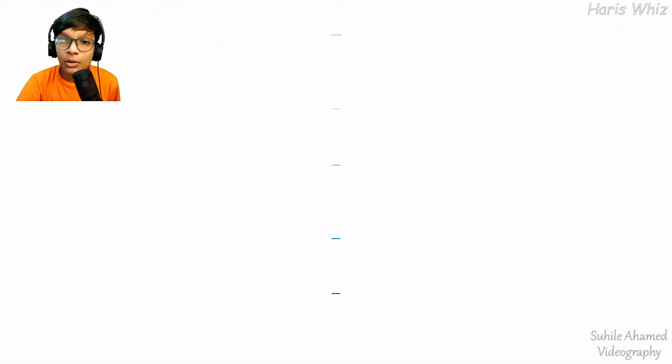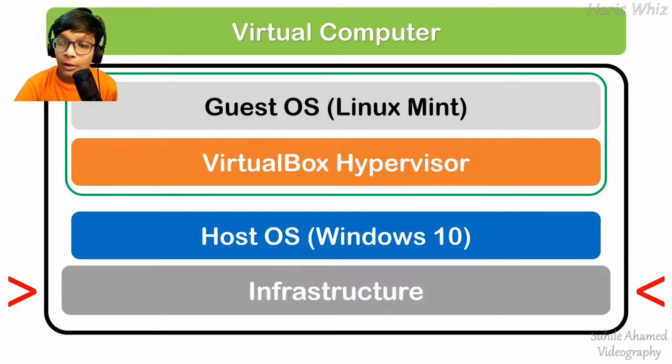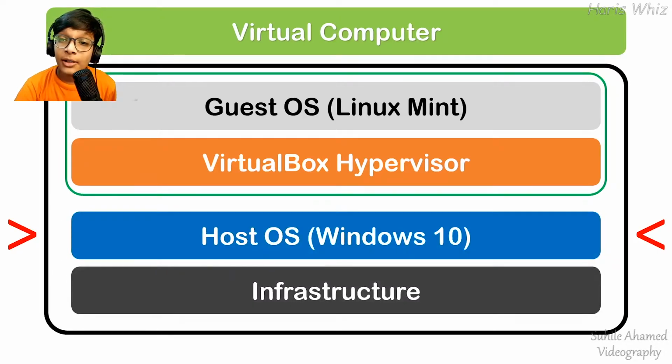First, let's understand what a virtual computer is. To say it easily, it's a computer that is there but not there. Actually, we have the infrastructure, which is the hardware components like the motherboard, RAM, processor, etc. Then we have the host OS, which is the operating system that you're already running, which in my case is Windows 10.